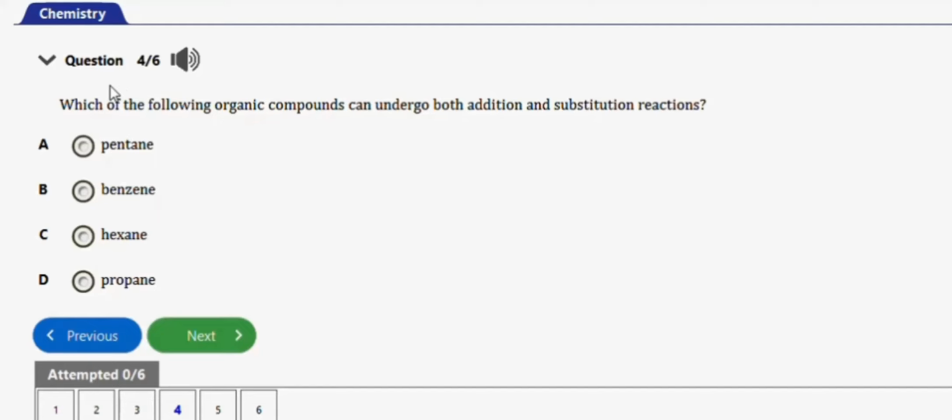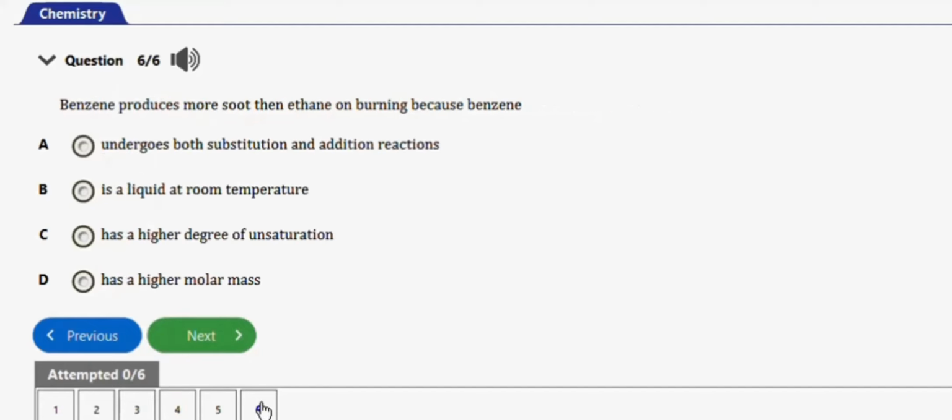The last question before we end this video says benzene produces more soot than ethane on burning because benzene undergoes both substitution and addition reactions. No. Is a liquid at room temperature. No. Has a higher degree of unsaturation. Yes. So the right answer is option C, has a higher degree of unsaturation. So guys, this is how you can do problems involving benzene for your chemistry practice, with 550 questions for this topic.